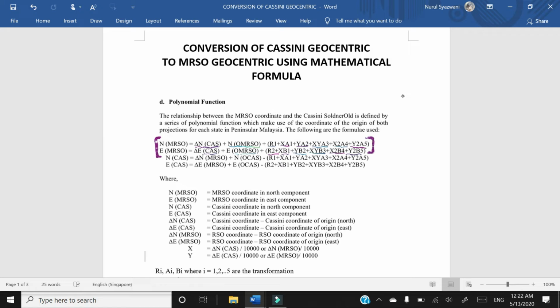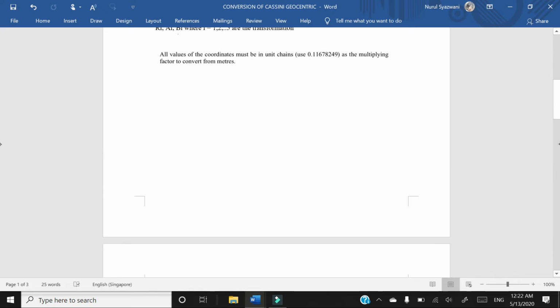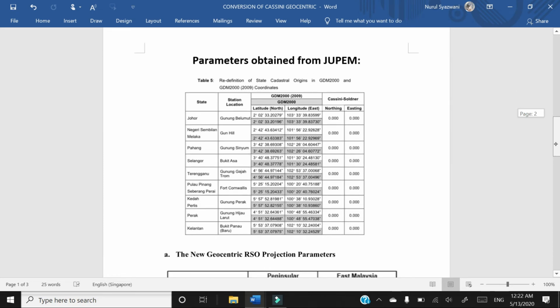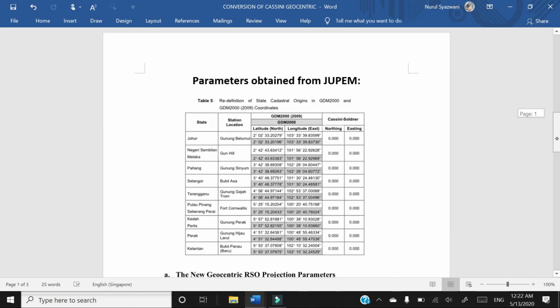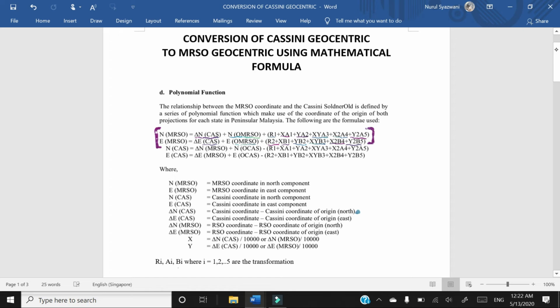Delta northing Cassini is the Cassini coordinate minus the Cassini coordinate of the origin north. We already obtained the value of the Cassini coordinate, while for the Cassini coordinate origin, we can obtain this value from JUPEM. Same goes for the delta easting Cassini. Moving on to NO-MRSO, which stands for Northing Origin MRSO, and EO-MRSO, which is Easting Origin MRSO, we can obtain these origins from JUPEM.